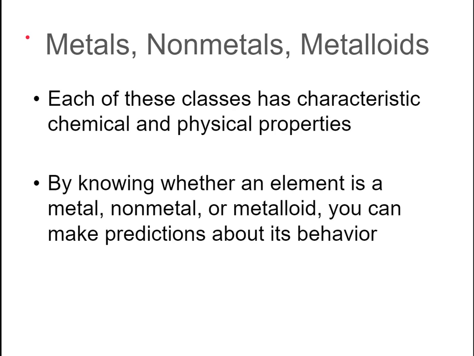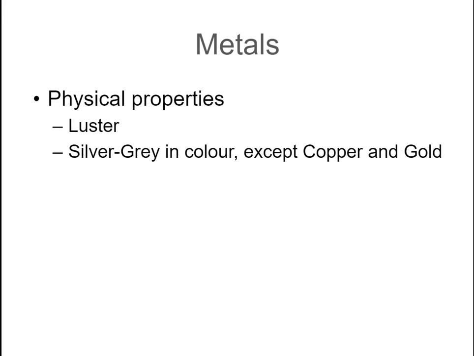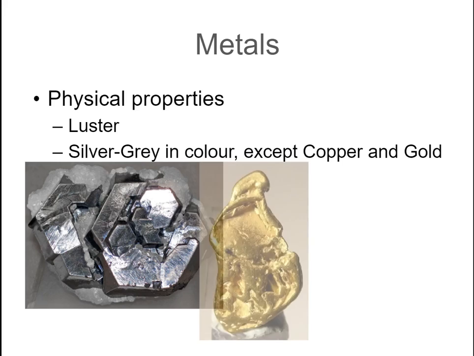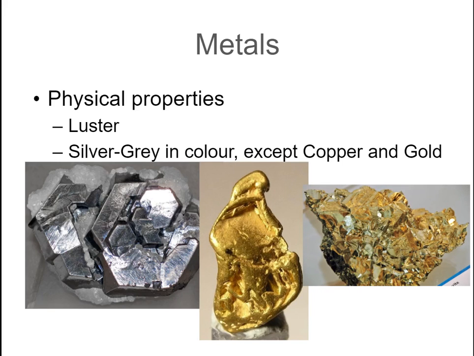So each of these classes has characteristics, chemical and physical properties. By knowing whether an element is a metal, nonmetal, or metalloid, you can make predictions about its behavior. So physical properties involve luster. That's how shiny something is, basically. Silver gray in color except for gold and copper. That's the exception here.